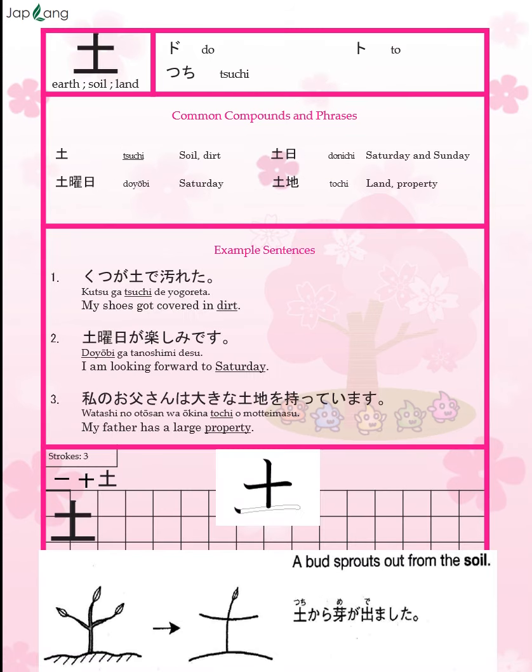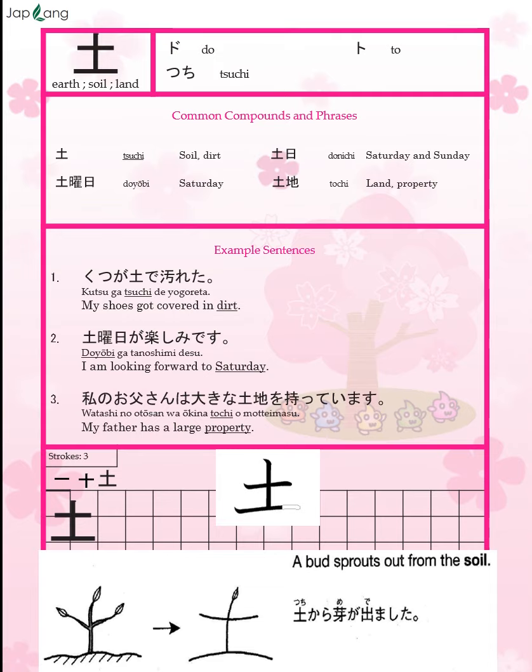And then the next kanji is doyobi. Tsuchi is your Japanese reading, and do is your Chinese reading. So tsuchi is soil or dirt, doyobi is Saturday, donichi is Saturday and Sunday, and tochi is land and property. So everybody sprouts out from the soil. You can relate with this.